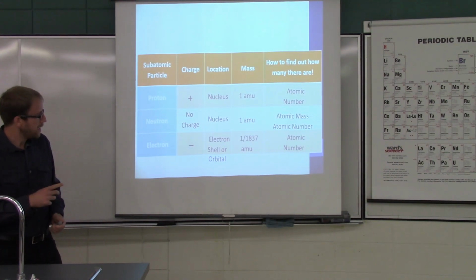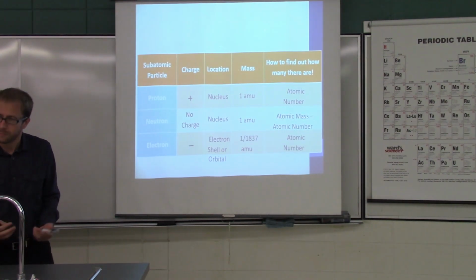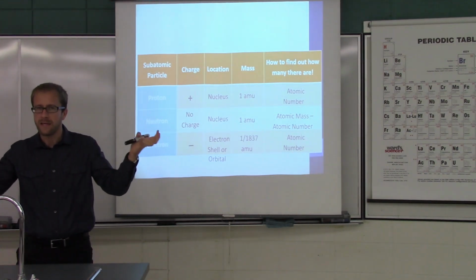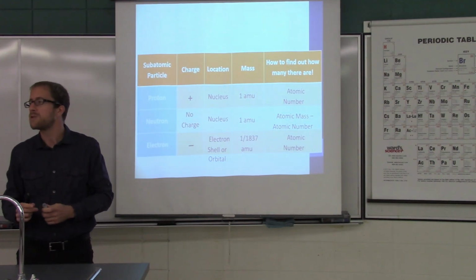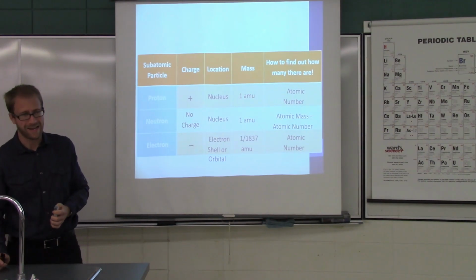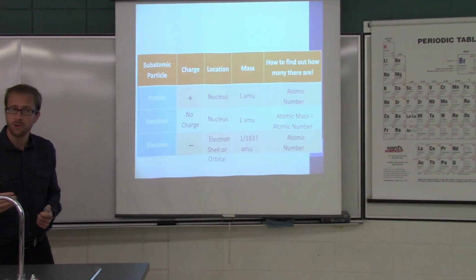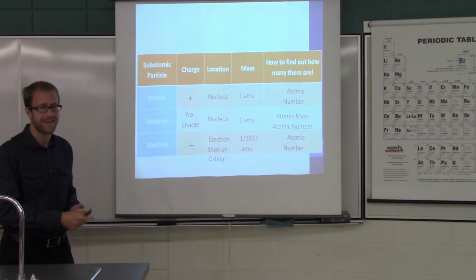And then lastly, in a neutral atom, with neutral meaning the same number of positives and negatives, clearly your number of electrons will be equal to your atomic number as well, right? Because if it's neutral, you got the same number of protons and electrons.